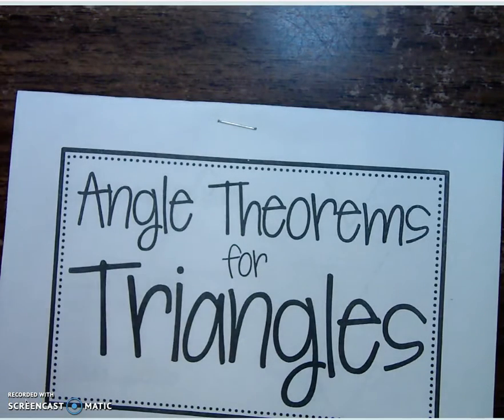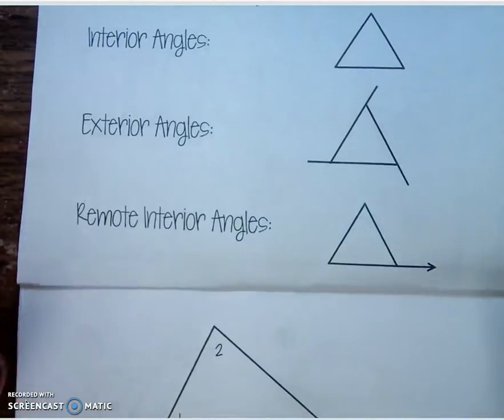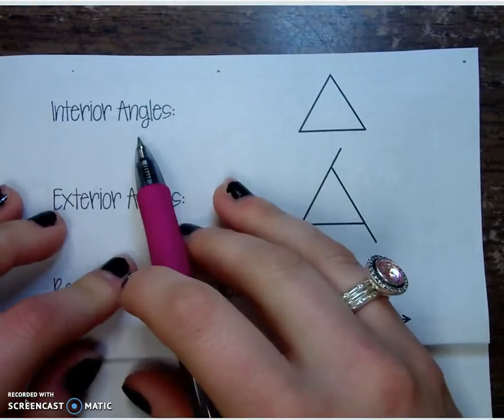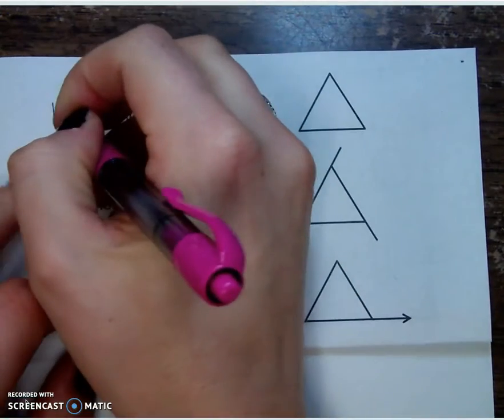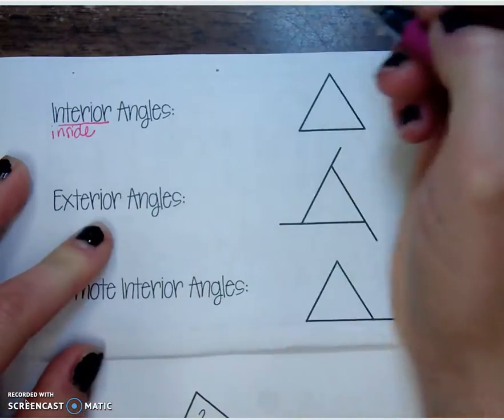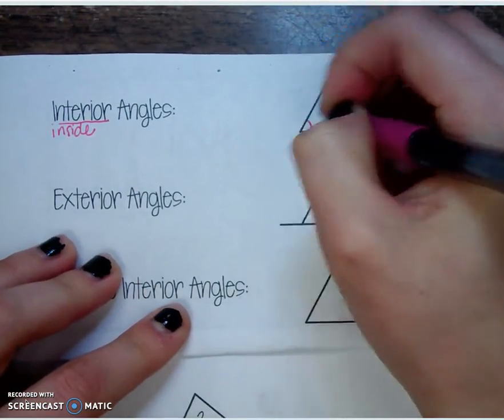This lesson is on angle theorems for triangles. We're going to go ahead and get started. The first thing we're going to look at is some vocabulary. We're going to look for our theorems at interior angles. We know that interior means inside. So the inside angles, we've got this angle, and this angle.